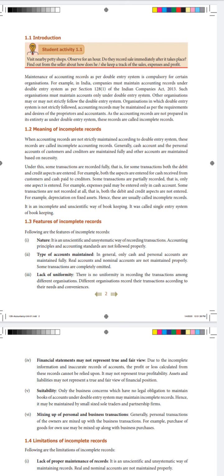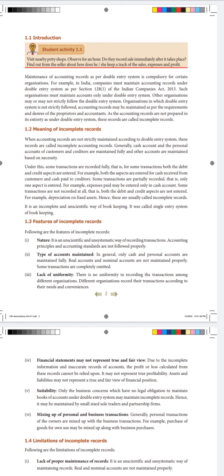Then the fifth one is suitability. This type of recording of accounting, that is using the incomplete records, will be suitable only for small scale concerns like the sole trader or the partnership firms. It is not going to be suitable for any large scale concerns, like a joint stock company or cooperatives. For all those organizations, this type of incomplete records is not going to be suitable.